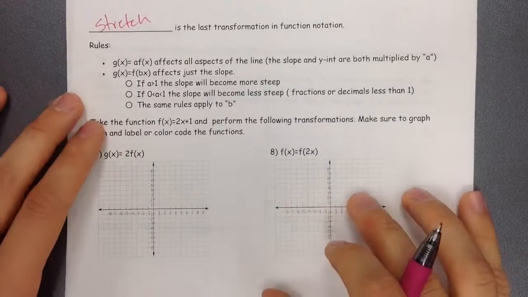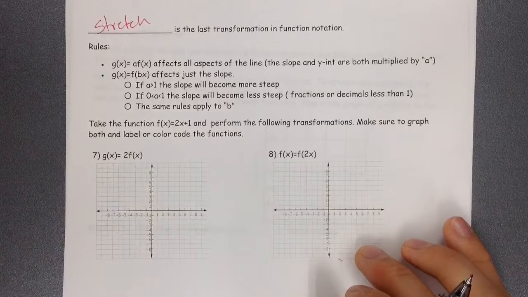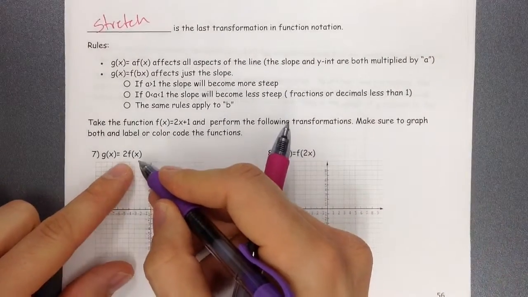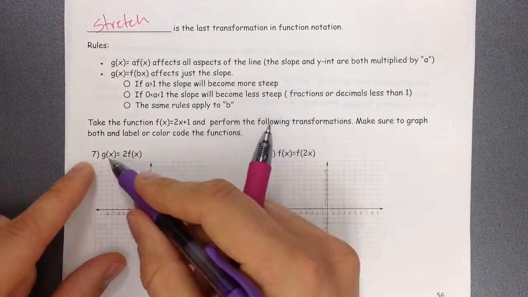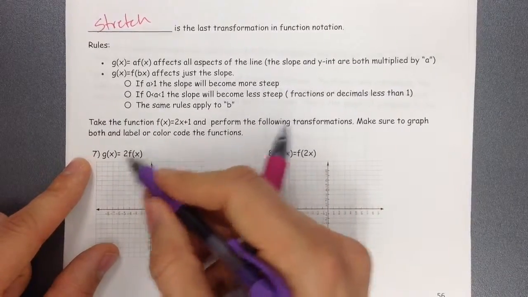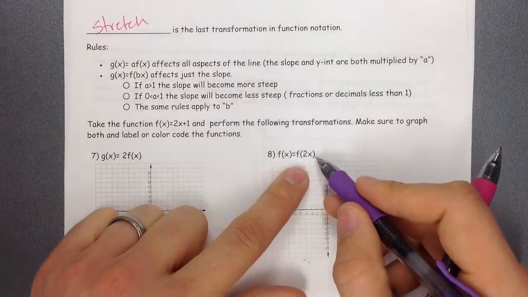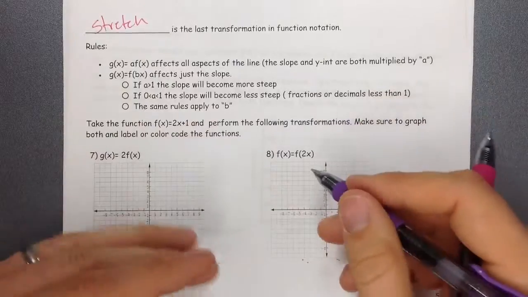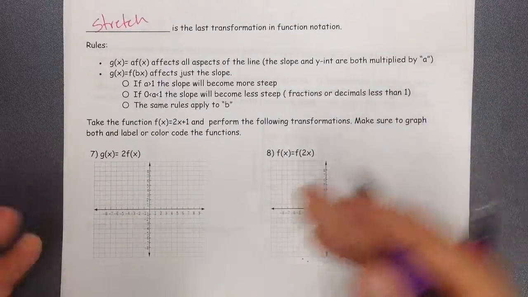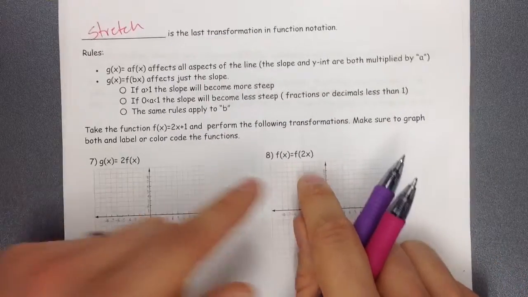All right, stretch is our last kind of transformation. The big thing, if it's on the inside, it affects all of the values. Example, if g of x is 2 times f of x, everything in f of x gets multiplied by 2. In this one, only the x values are essentially doubled, so that y-intercept is not going to change. That's really the only difference. This affects everything. This just affects the y-intercept.